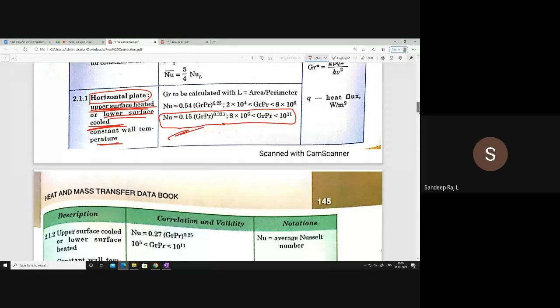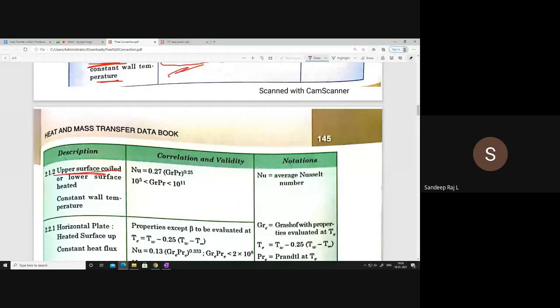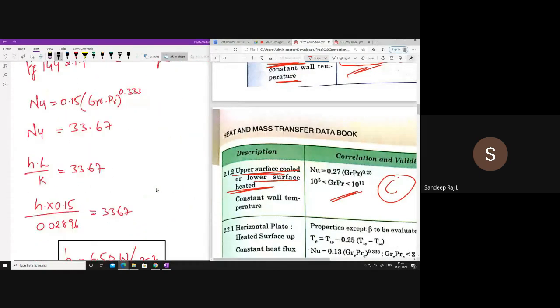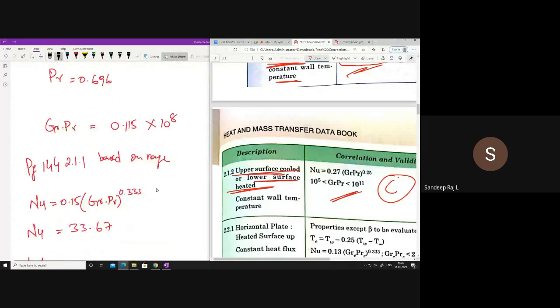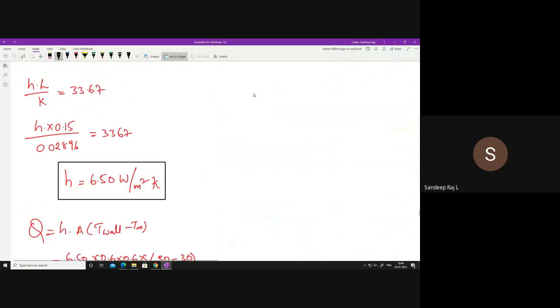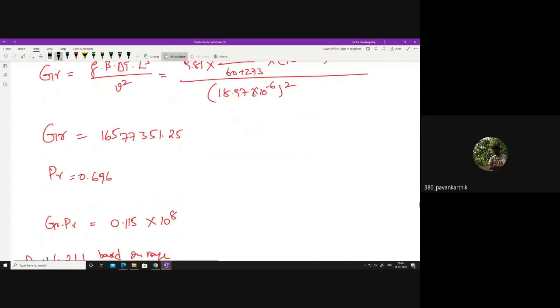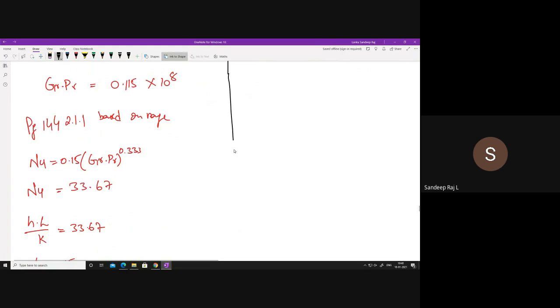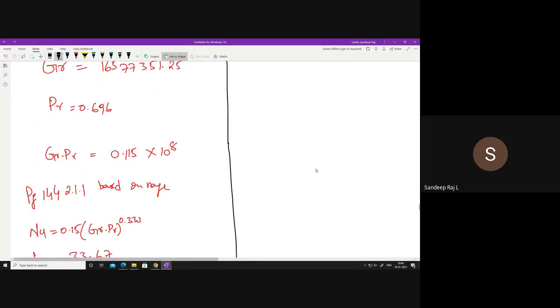In the next case, you see upper surface is cooled, lower surface heated. So this is how we will take. So for question C, this is the formula to be taken. So let's move to question C. Write it here itself. For this, the Grashof and Prandtl remain the same. So we can use this space for that.